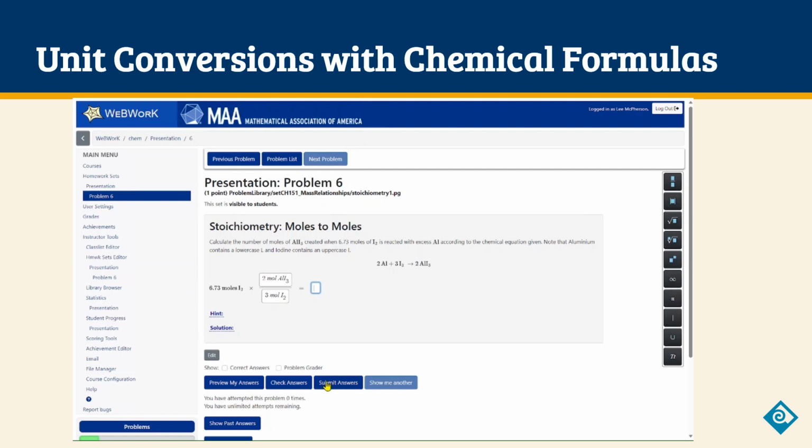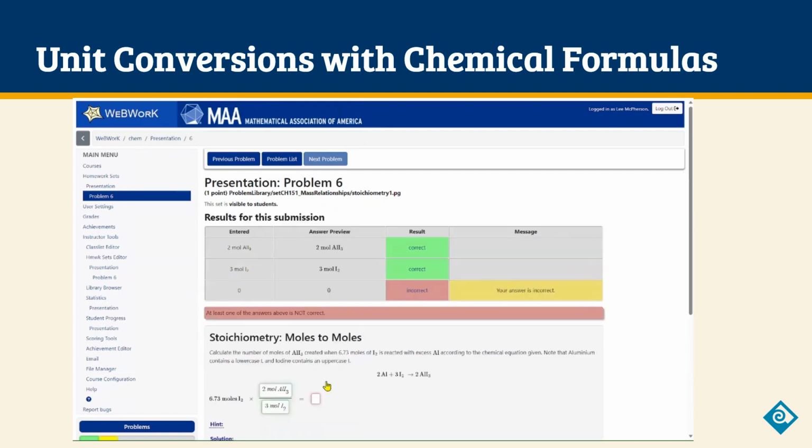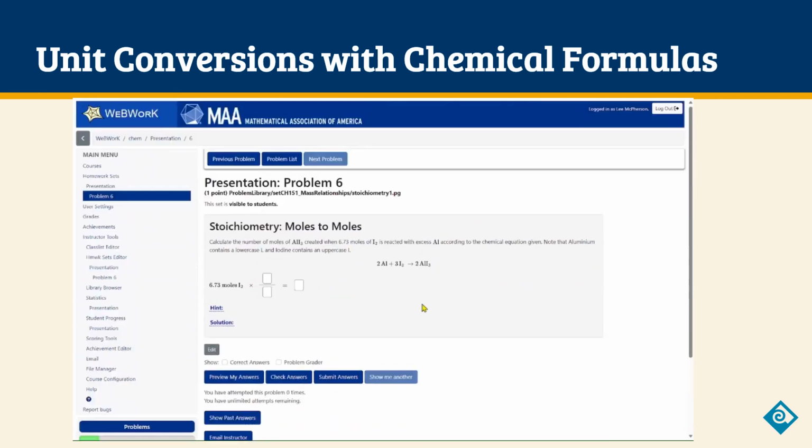And the value should be whatever it should be. So you can see I got the ratio correct. The answer is missing, so it's incorrect.